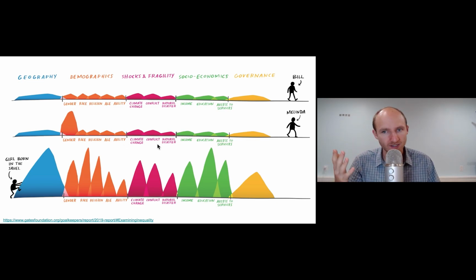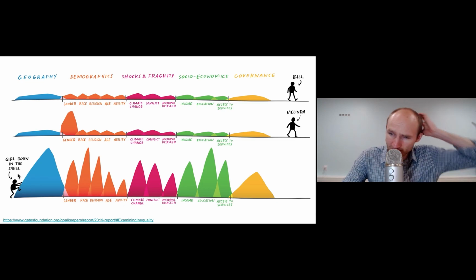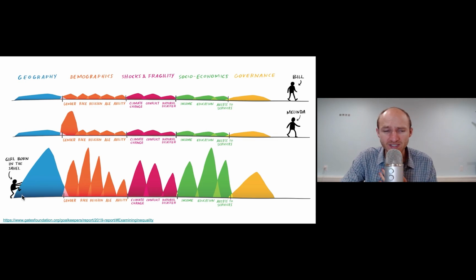She was still a rich white person growing up in America without climate change, but there was still some difficulty. Versus this girl born in the Sahel, which I believe is a place in Western Africa, and it is all the difficulty for her growing up. Wow. Her geography, and I think it's very deserty, the land there.